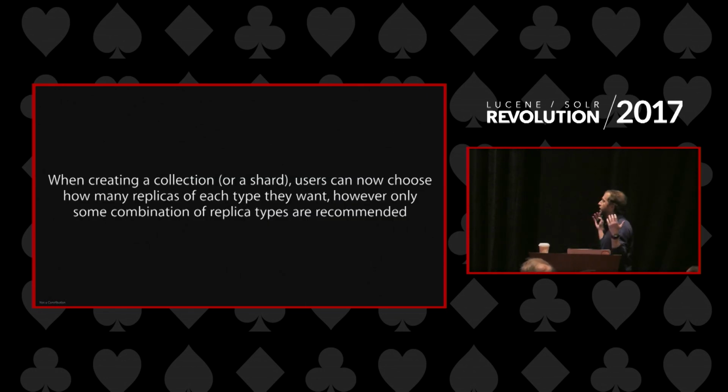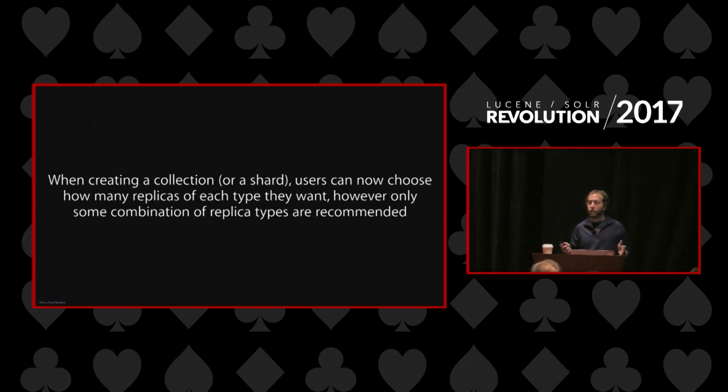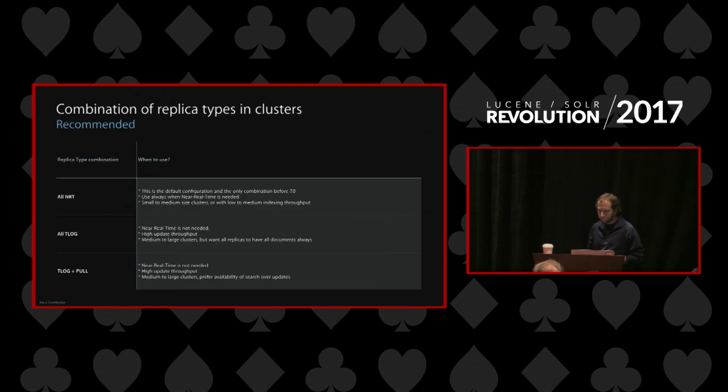So yeah, we have all those types. Now, what do we do? When you create a collection, you will decide what types of replica you want to have for that collection. But not all combinations are supported or recommended. These are the recommended configurations that you can have when you create a collection.